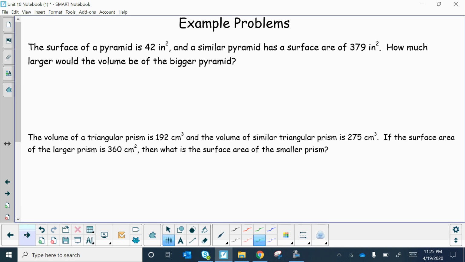Okay, let's try a couple of problems that deal with similar figures. So it says the surface area of a pyramid is 42 square inches, and then a similar pyramid has a surface area of 379 square inches. How much larger would the volume be of the bigger pyramid? So we have to see how these two compare. So we have a small surface area, and then we have a large surface area. So let's see what that reduces to, because you always want to check to see how many times, because it can be reduced. So 42 divided into 379.